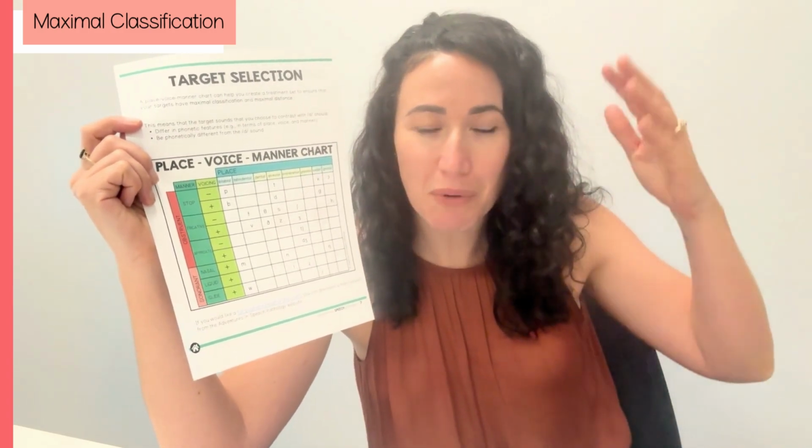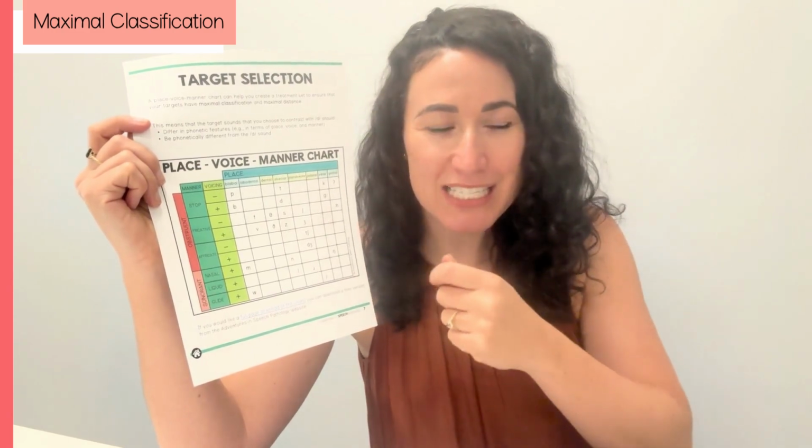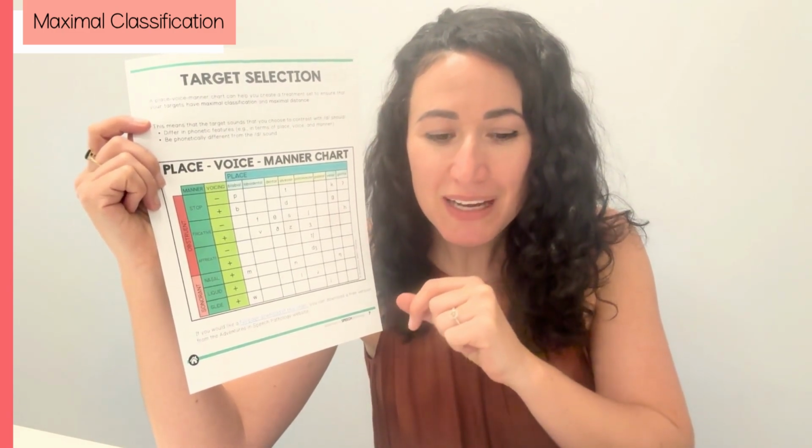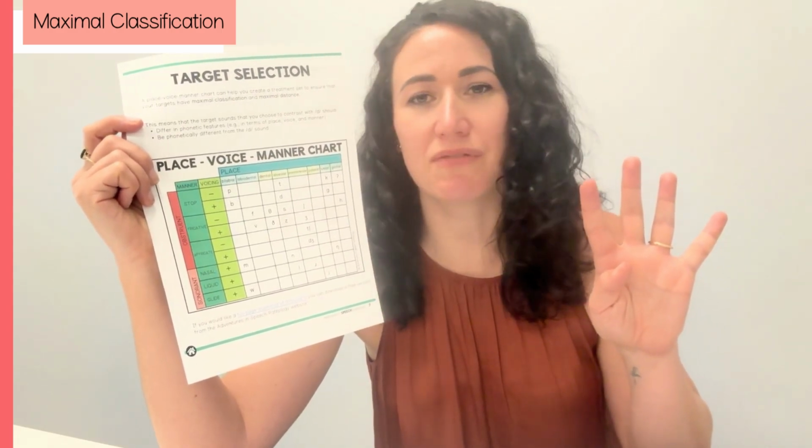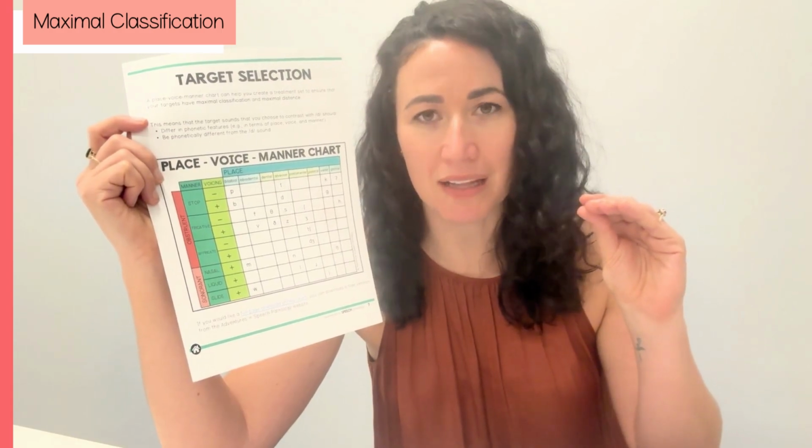So when we are applying maximal classification, when we're thinking of this, maximal just being like the most different, and the classification in their features, I just like to think of, can we pick 4 sounds that are as different as possible to each other in terms of their features? That's just the simple way I like to think about it.